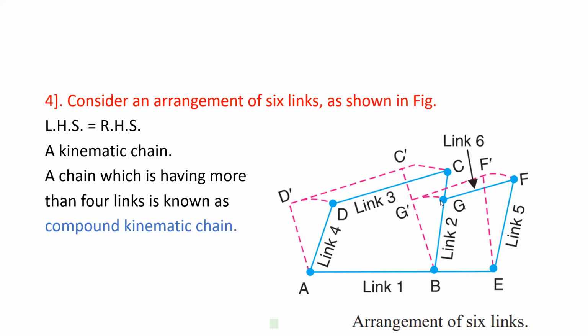How many pairs? 5. Then link 2 is also connected to link 3 at this point. Total 6 pairs. And link 3 is also connected to link 4 at point D. So total 7 pairs. 2 into 7, 14, minus 4, 10.